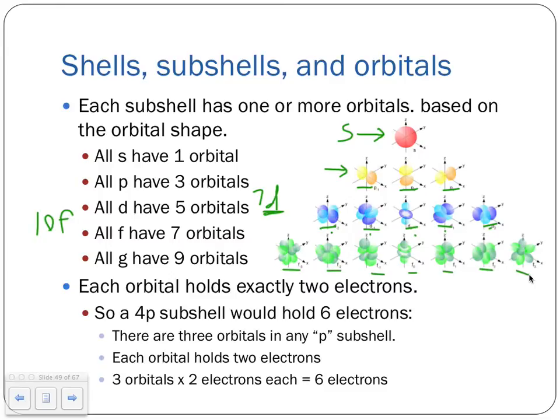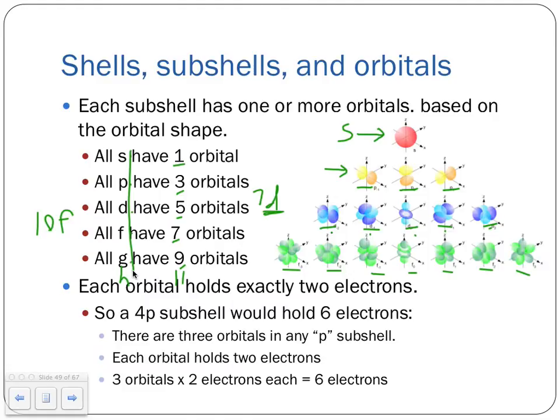Now, if you notice, there's a pattern here. We said the order was S, P, D, F, G, H, I, J, K, on like that. Look at the numbers. 1, 3, 5, 7, 9. They're odd numbers. So even though I didn't put it down here, F, G, H is the next subshell that you could have here. You'd have like a 7H or something like that. How many orbitals would it have? So if you had the H here, it would have to have 11 orbitals. So that's our first thing we know here. Each subshell has one or more orbitals based on its shape. And so you look at the letter, and that tells you how many orbitals are in that subshell.